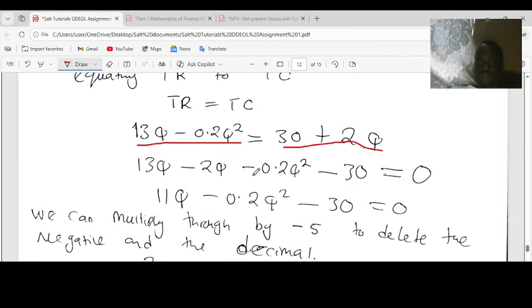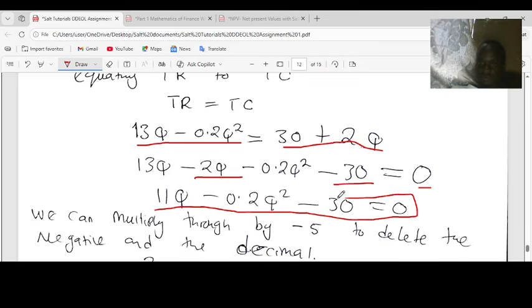Where the two are equal is as good as putting like terms together. Everything goes on one side and we remain with 0 on the right side. So there's 13Q minus 0.2Q squared; when this crosses, it becomes negative 2Q, and when this one crosses, it becomes negative 30. We remain with 0 on the right-hand side. Like terms together: 13Q minus 2Q, we remain with 11Q minus 0.2Q squared minus 30. What equation is this? This is a quadratic equation, and we are looking for the value of Q.